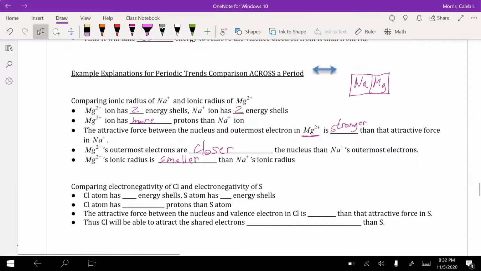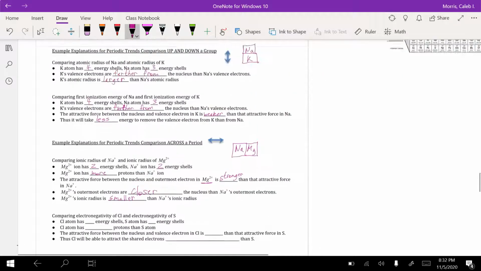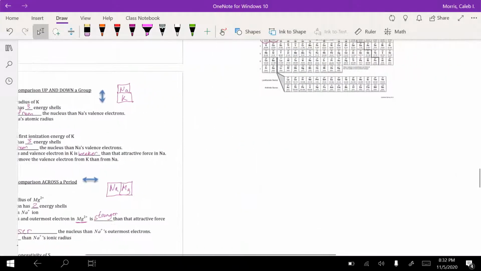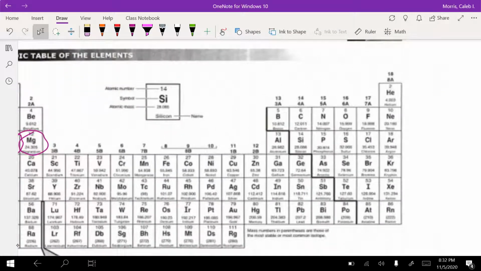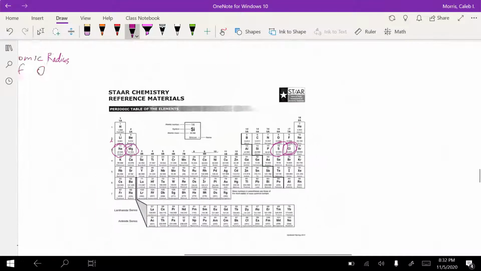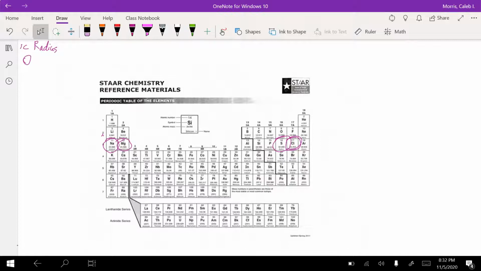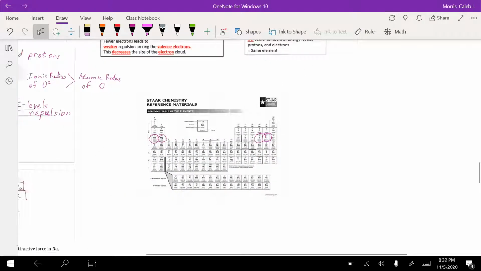Now let's compare electronegativity. Remember, electronegativity is its ability to attract electrons to itself. Between chlorine and sulfur. So we're going to have to look back at our periodic table for just a moment, see where chlorine and sulfur are. Chlorine's right here. Sulfur's right here. So we have sulfur on the left, chlorine on the right. They're both in the third energy level.